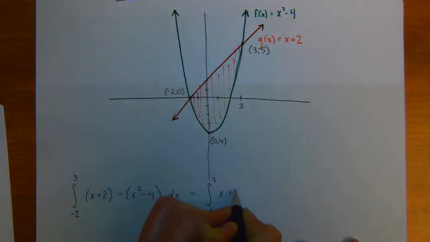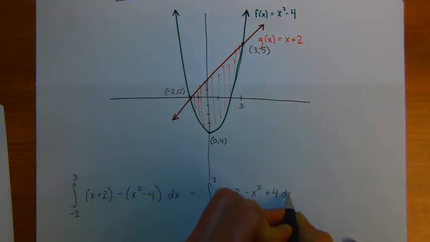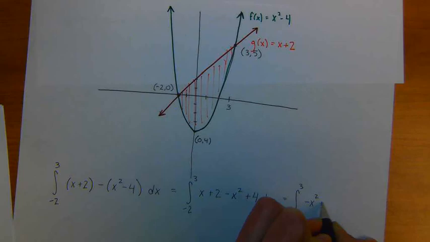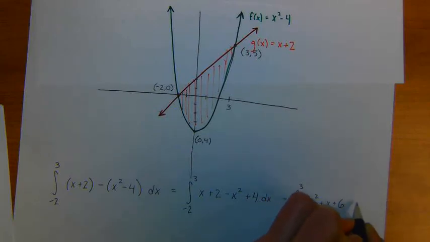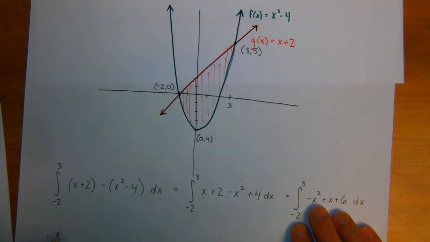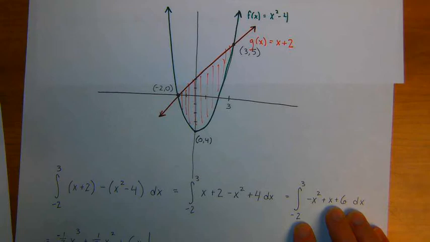I can simplify this. This is x plus 2 minus x squared minus a -4 becomes plus 4, dx. So this is the integral from -2 to 3 of -x squared plus x plus 6 dx. This is a function that's easy to integrate using power rule. So I raise the power and I get negative 1/3 x cubed plus 1/2 x squared plus 6x evaluated from x equals -2 to 3.